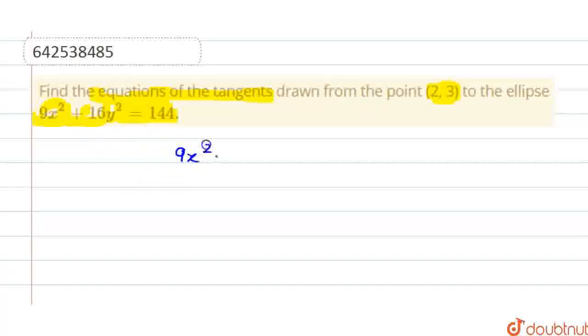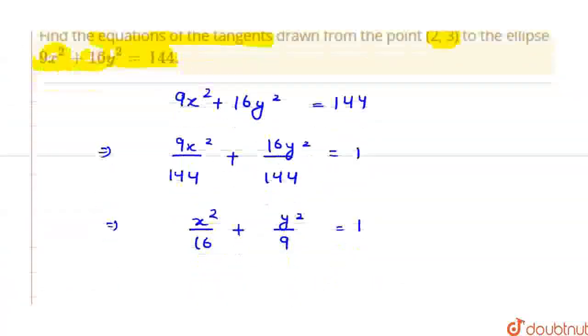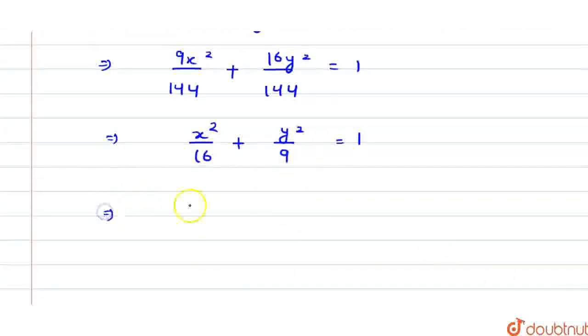This is 9x² + 16y² = 144. Now, if I divide the whole equation by 144, then this will be 9x²/144 + 16y²/144 = 1. Now this will be x²/16 + y²/9 = 1, where 16 can be written as 4², so this will be x²/4² + y²/3² = 1.